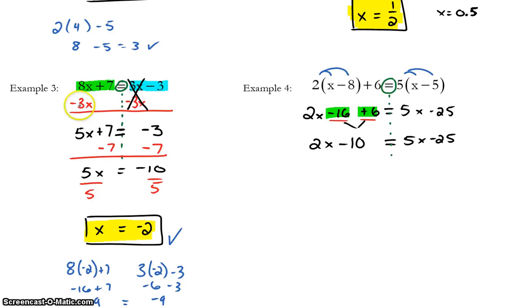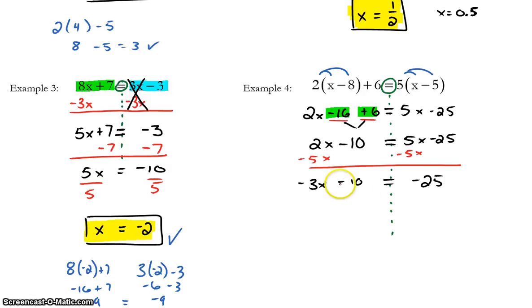Now I have a problem that looks like example 3. I'm going to start by taking my 5x and moving it to the left. It's a positive 5x, so subtract it from both sides. If I need to extend my dotted line to see my two sides, I can do that. 2x minus 5x is negative 3x. Bring down your negative 10. Bring down your equal sign. 5x minus 5x is 0. Bring down your negative 25.